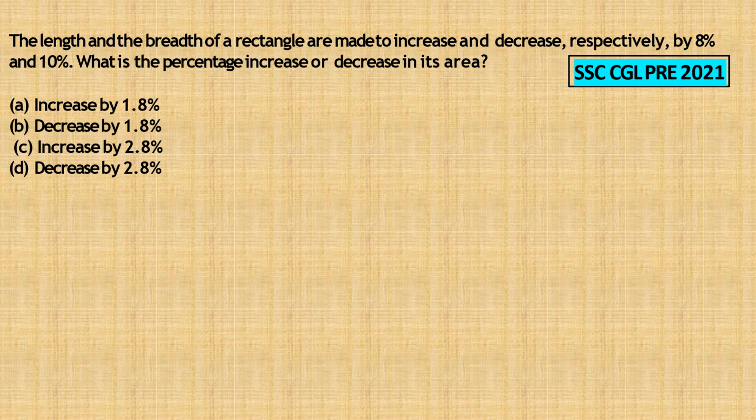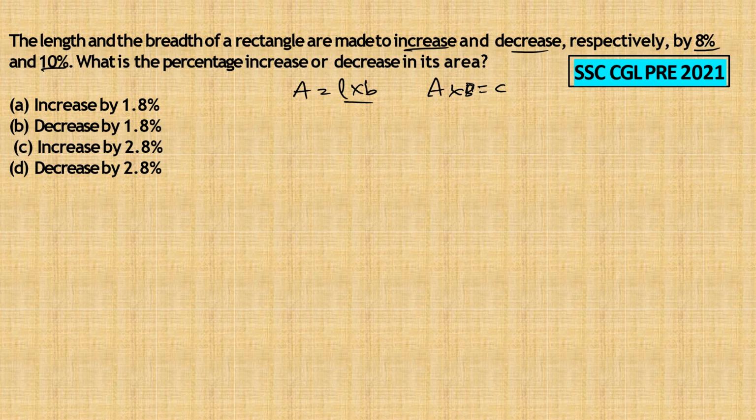The length and breadth of a rectangle are made to increase and decrease respectively by 8% and 10%. What is the percentage increase or decrease in its area? What is the area of a rectangle? Area is equal to length into breadth of the rectangle. Is it in the form of A into B is equal to C? That means effective change is applied here.